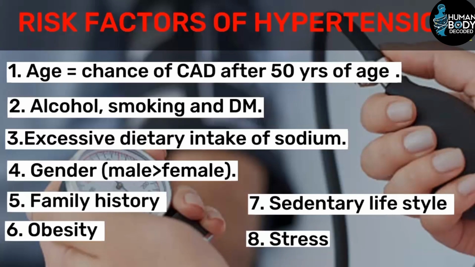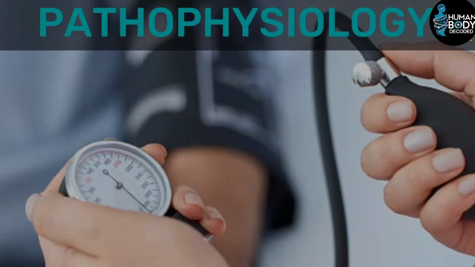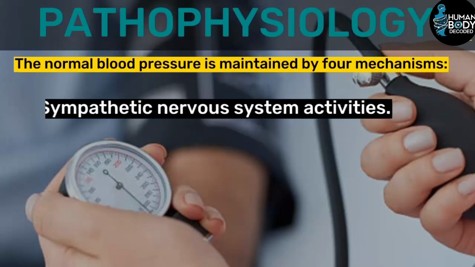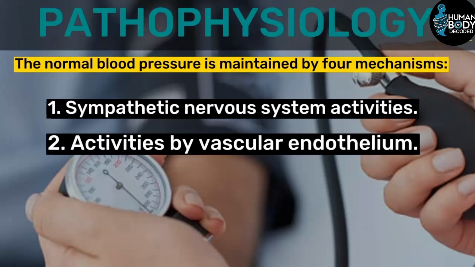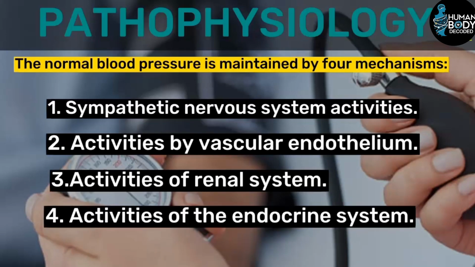If someone is under stress, facing anxiety or depression, they are also at a higher risk of hypertension. Now let's move to the pathophysiology. The normal blood pressure of our body is maintained through four mechanisms. One is maintained by the nervous system. The second is through vascular endothelium. The third is through the renal system, that is the kidney system. And the fourth is through the endocrine system, via glands.